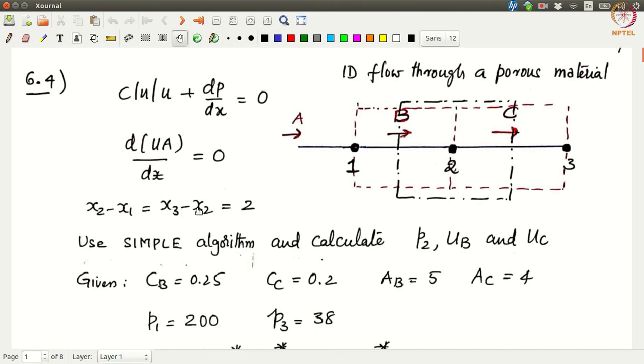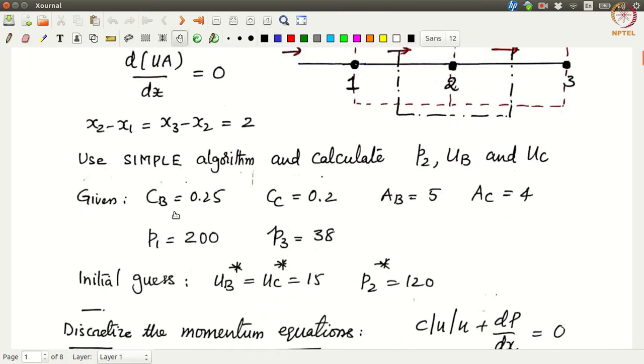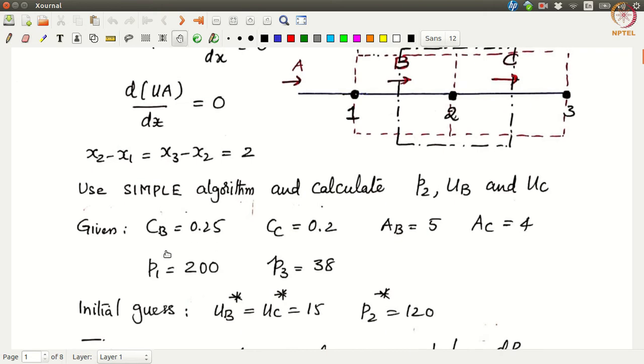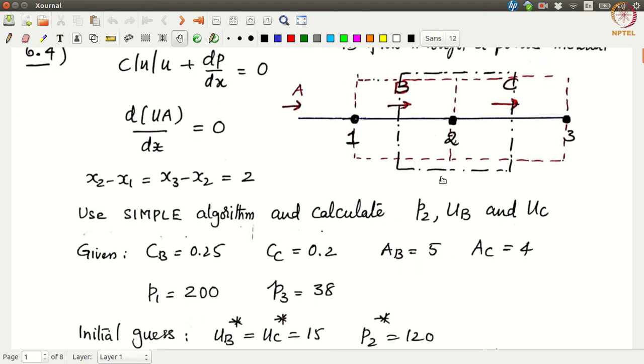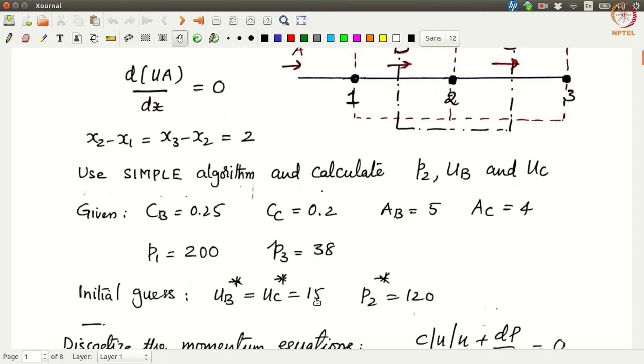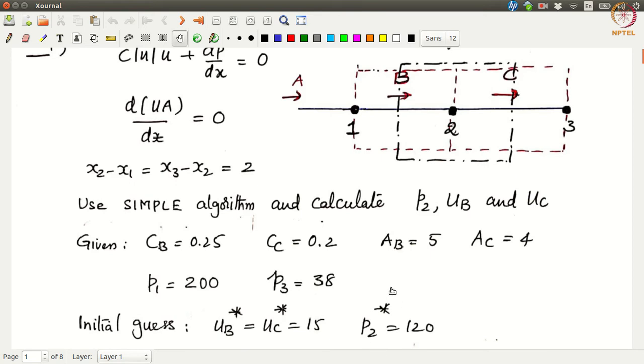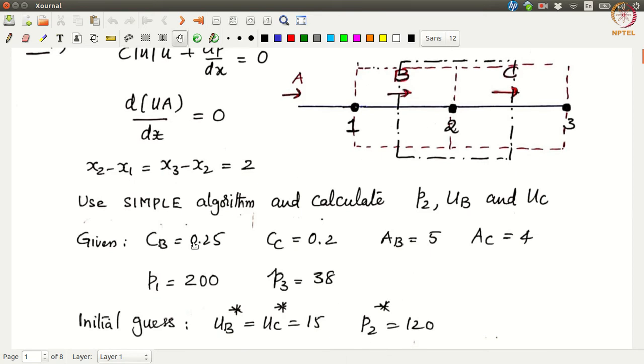Delta x, that is x2 minus x1 or x3 minus x2, was given as 2. We were also given the porosity coefficients CB, CC as 0.25 and 0.2, and the cross-sectional areas AB, AC as 5 and 4. The pressure boundary condition is given at points 1 and 3, and we were given an initial guess, UB star, UC star equals 15 and P2 star equals 120. We have to find the converged values for the velocities UB and UC and also the pressure P2.